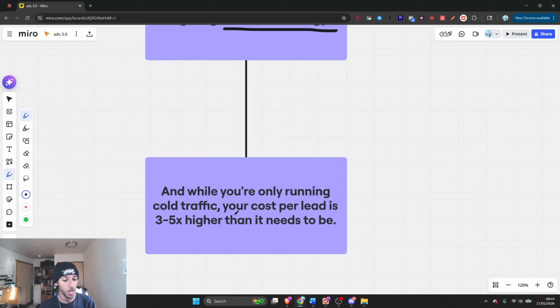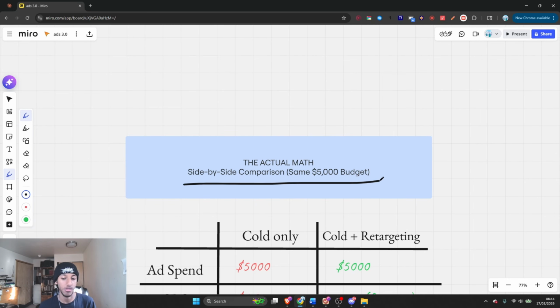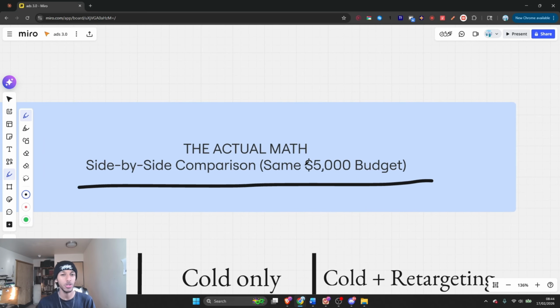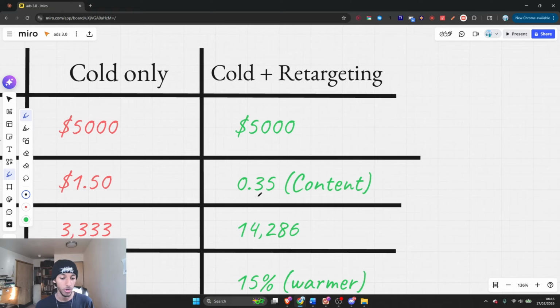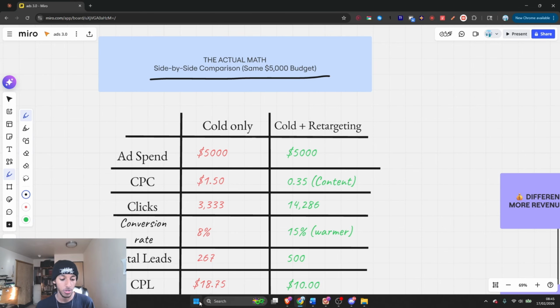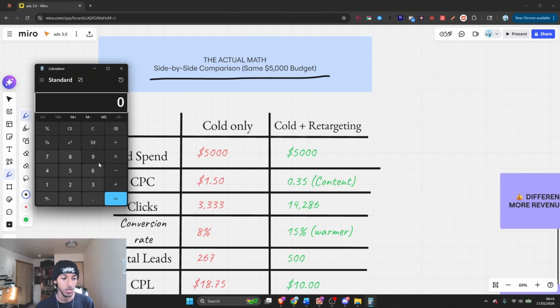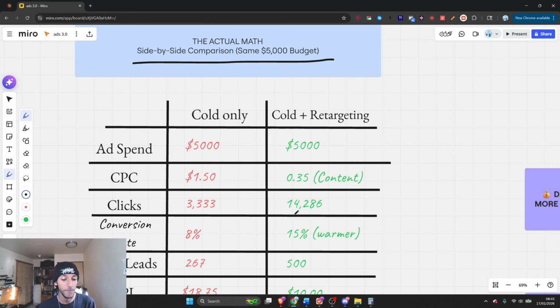And while you're running cold traffic, your cost per lead is 3 to 5 times higher than it needs to be. And here's the actual math, the side-by-side comparison with the same $5,000 budget. We're going to go a little bit extra today. I'm feeling it today. Let's do a $5,000 budget. With the ad spend being $5,000 each, your cost per click is $1.50 and 35 cents per content. Your clicks, let's say you get around 3,333 clicks, because if we divide all of this together, if you don't believe me, let's do this. 5,000 divided by 1.50. Yeah, 3,333 clicks. And with 35 cents per click for the content, you have over 14,000 people that click on your ad.